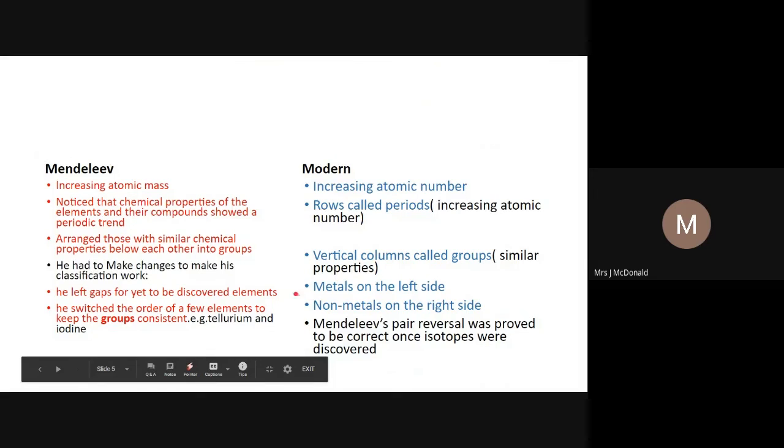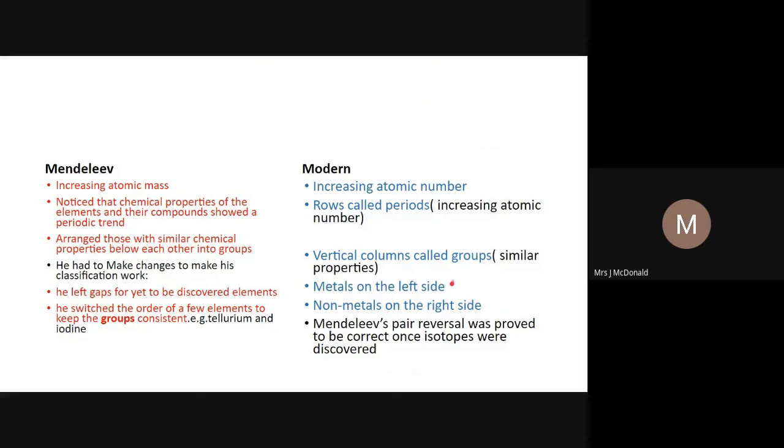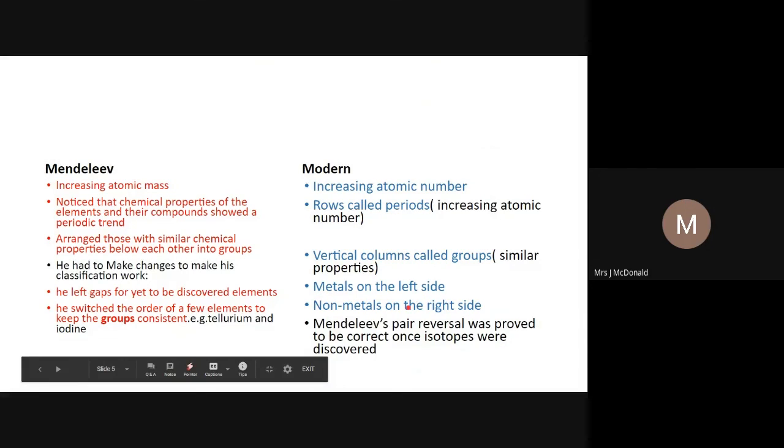And we can also say that all the metals are on the left-hand side of the modern periodic table, and all the non-metals are on the right-hand side of the modern periodic table.